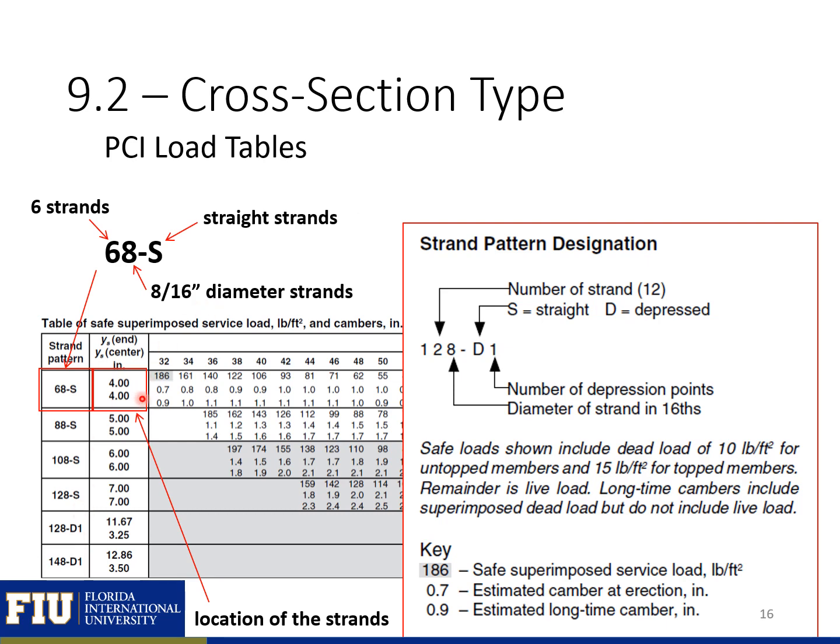Next we have the location of the strands. You can see the end location and center location are given in these tables. When we have straight strands, the end and center locations are the same. When we have depressed or harped or draped strands, the location of the strand at the end is higher in the section than at midspan.